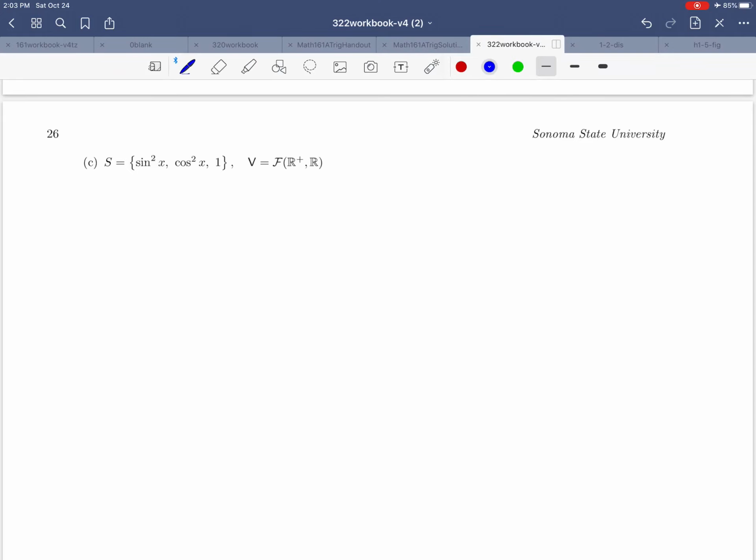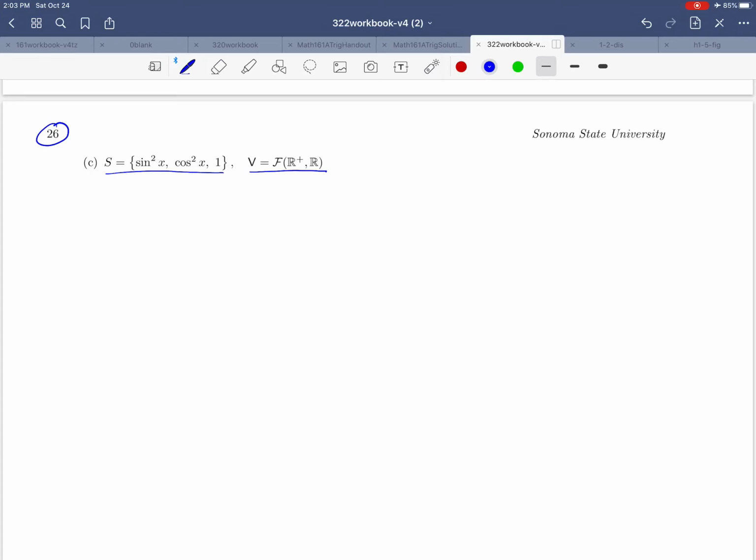Everyone, and welcome to part C of number 2. We're looking at the top of page 26 here. Now, the instructions to this problem are on the previous page, so let me refresh your memory what they are. It's giving us a set, in this case, and asking us to determine whether or not that's a linearly independent set or not. The vector space that we're talking about is a set of functions.